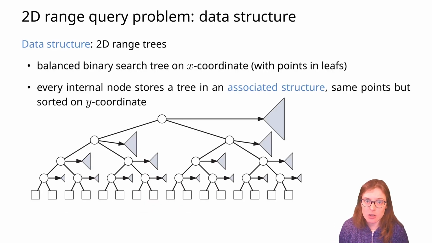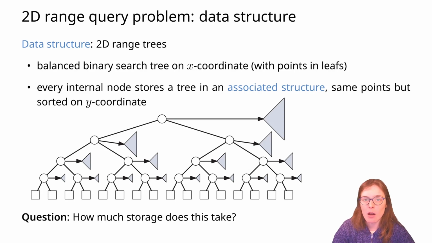So the data structure for the two-dimensional range query problem will consist of a binary search tree on x coordinate, where every internal node has a pointer to an associated structure that stores the same points of the subtree rooted at that node, but these points are now sorted by their y coordinate. How much space does this data structure take?